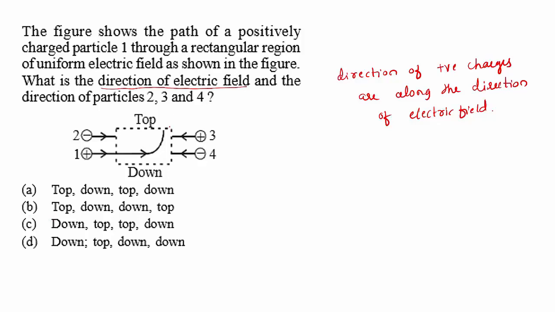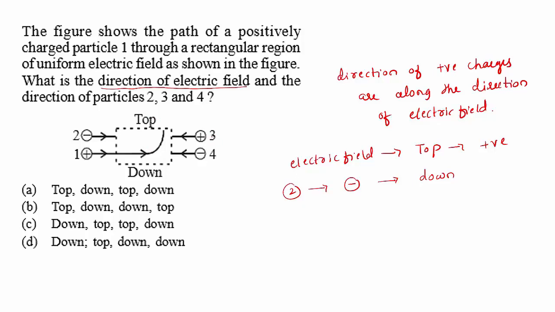Then, second point, the direction of particles 2, 3 and 4. When positive charges are moving upward, the negative charge should be downward. See here, the electric field is in the top, which means it is in the upward direction because it is along the positive charge. Then come to the second particle. The second particle is a negative charged particle. When it is negative, it should be opposite to the positively charged particle. If the positive charge is moving upward, the negative charge should move downward. Right? The second particle is moving in the downward direction.